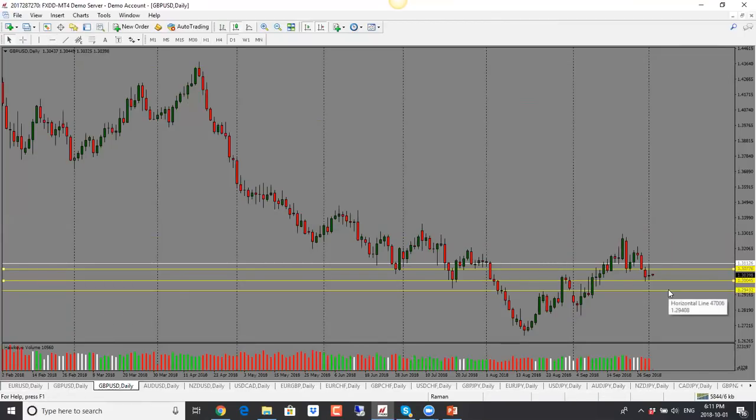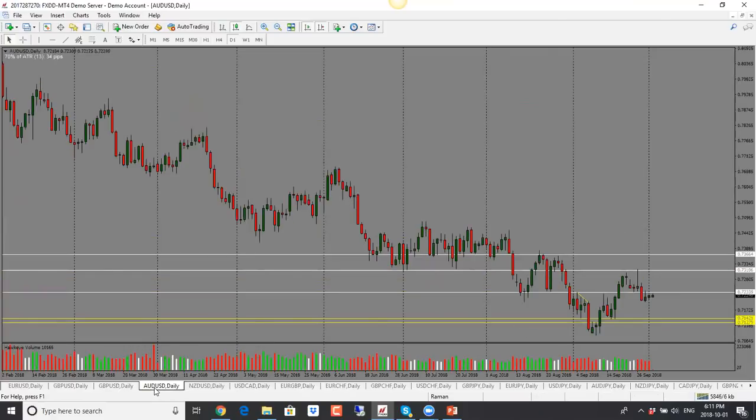Otherwise, though, bias is to the downside. Next target that we are looking for would be 1.2980, and then back into the 1.2950 level. So bias is to the downside, and 1.2980 and then 1.2950 will be the targets to the downside for pound dollar.